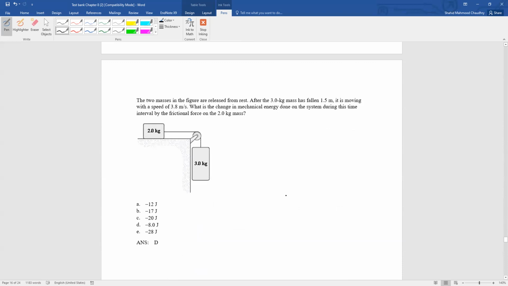Okay, this is a problem like the ones we solved in maybe chapter 2 or 3. Here we will apply the law of conservation of energy. The two masses in the figure are released from rest. After the 3 kg mass has fallen 1.5 meters, it is moving with a speed v equal to 3.8 meter per second.